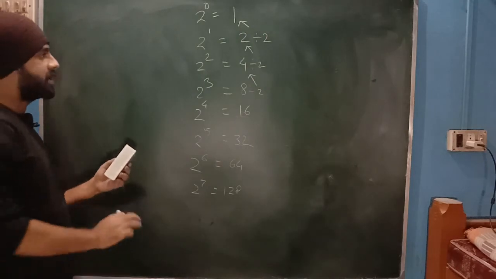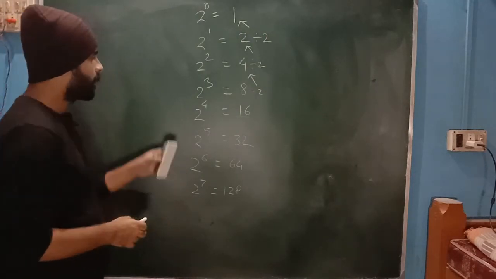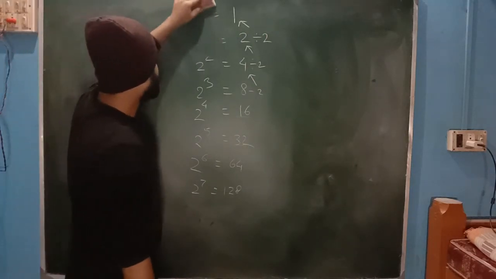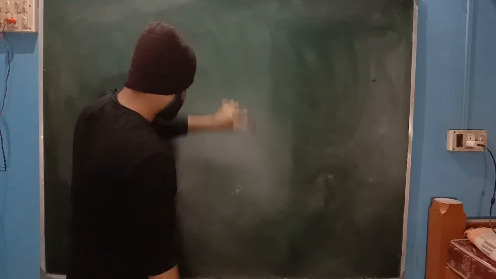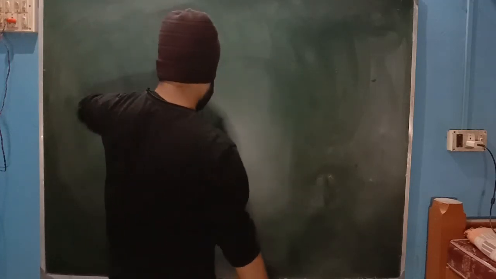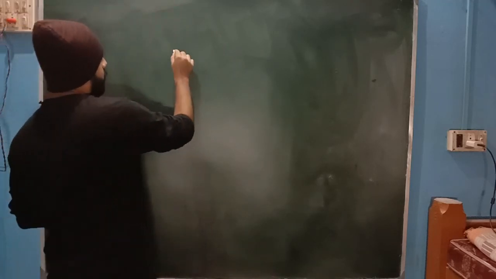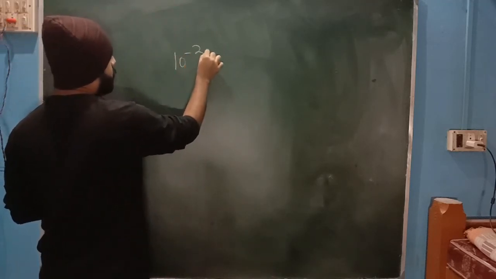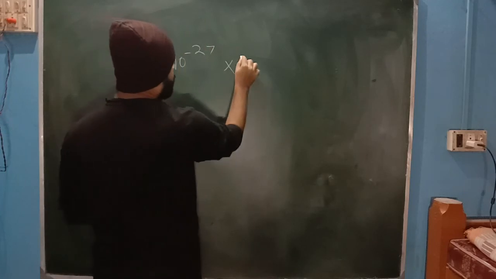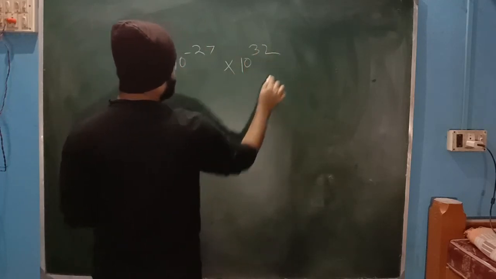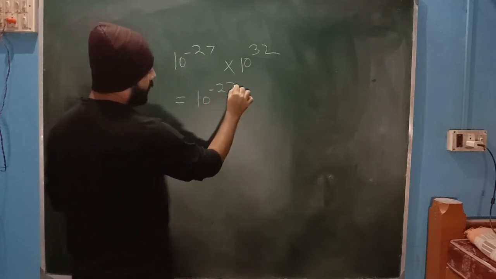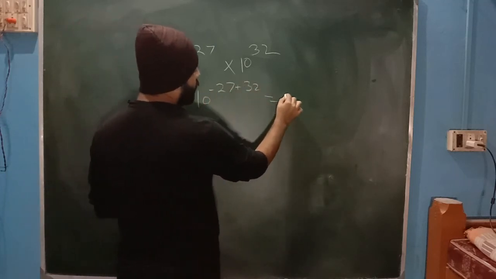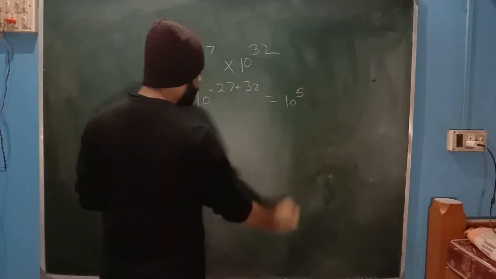Alright, so this is the basic part of the index, and now I'm going to give you some mathematical examples so that you can learn better. So suppose we multiply 10 to the power minus 27 into 10 to the power 32, I can simply write it down as minus 27 plus 32, which will be 10 to the power 5.